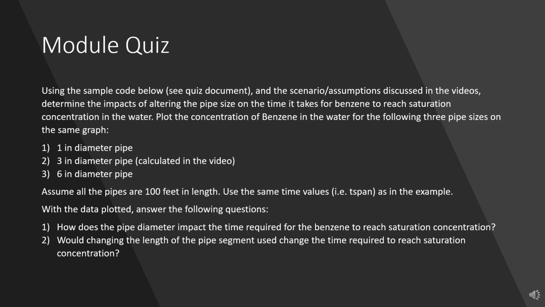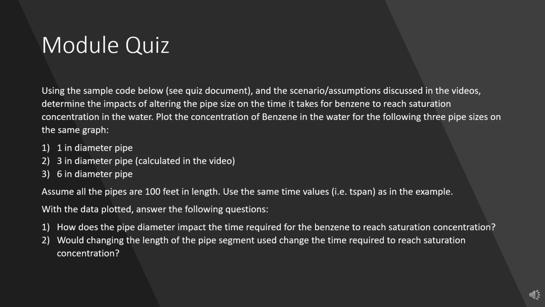After completing this module, please do the following quiz. Using the sample code below, i.e. see the quiz documentation for the code or reference the code we have established in this video, and the scenario and assumption discussed in the previous videos, determine the impacts of altering the pipe size on the time it takes for benzene to reach the saturation concentration in water. Plot the concentration of the benzene in the water for the following three pipe sizes on the same graph: the 1-inch diameter pipe, a 3-inch diameter pipe, which we have calculated in this video, and a 6-inch diameter pipe.